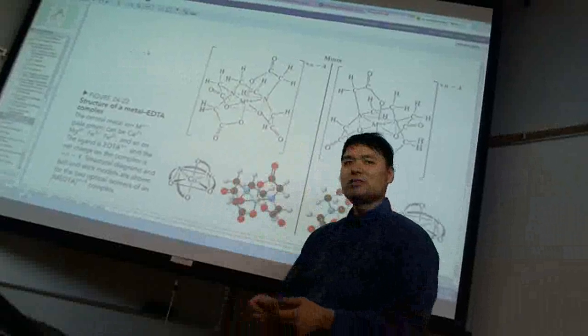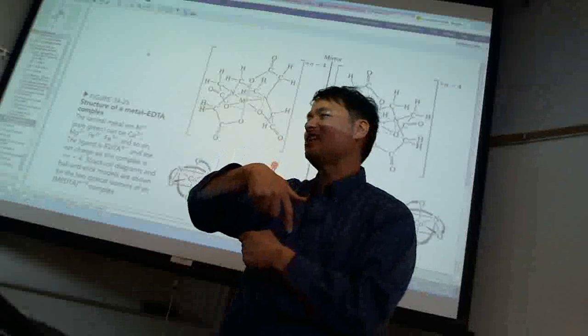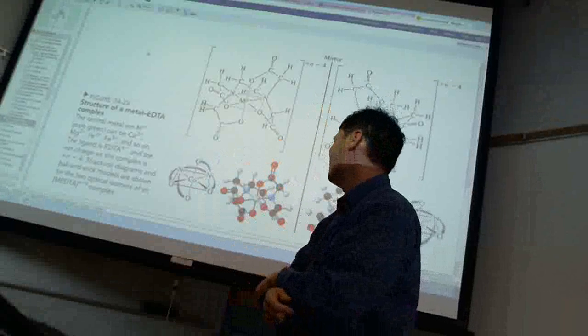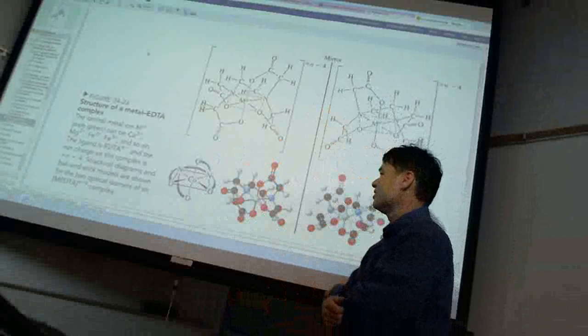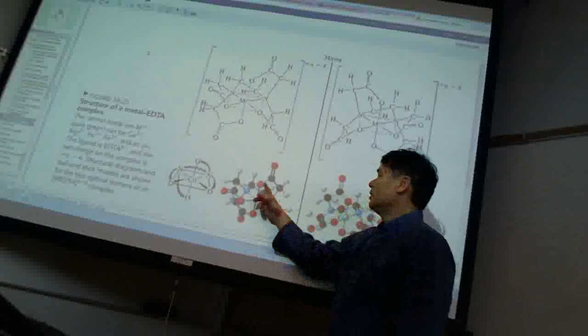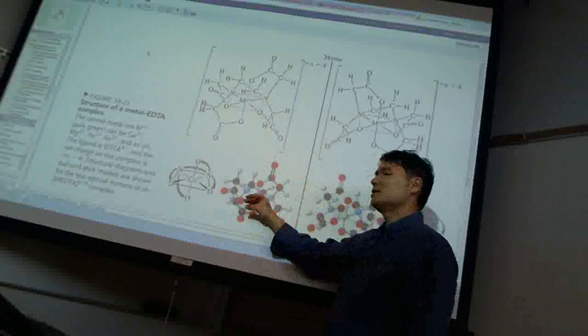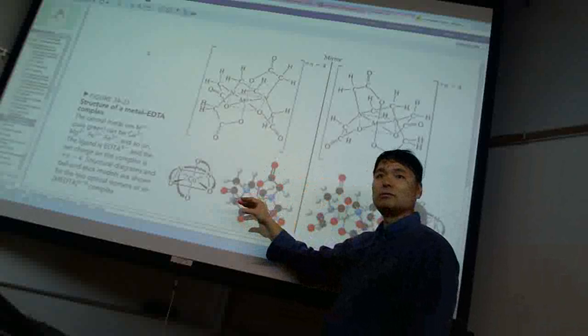Have you ever had that kind of situation? Take this one off and go to take the next one off, and the other one comes back on and attaches? It's one of those situations where it's very difficult to remove. And so we call these chelating. Chelating for claw. It chelates the metal ions and doesn't let go.